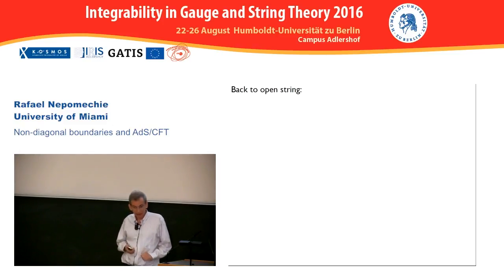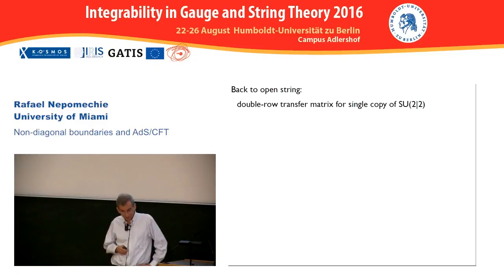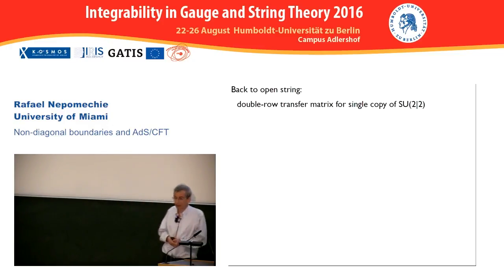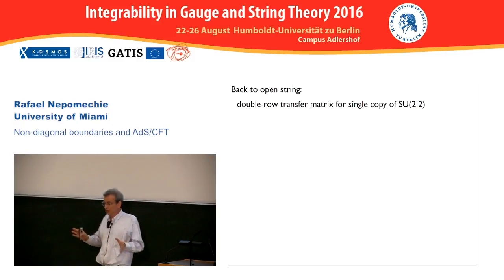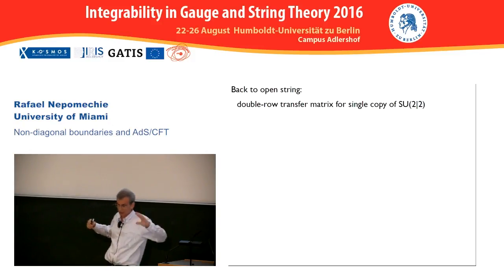So now we go back to the string. We can now construct the double row transfer matrix for a single copy of SU(2|2). I already told you what the ingredients were. For the bulk, we have the Beisert S-matrix, and for the boundaries, we have this Hofman-Maldacena one and then the rotated one.